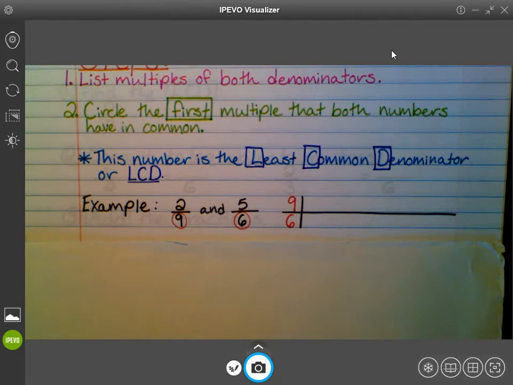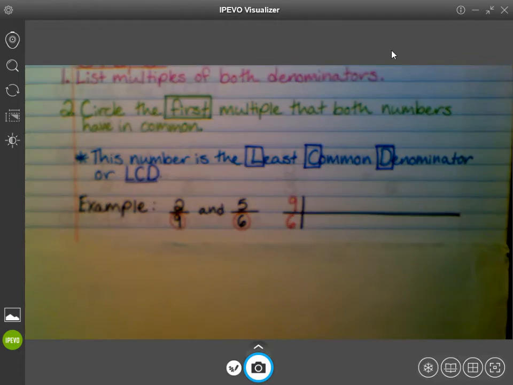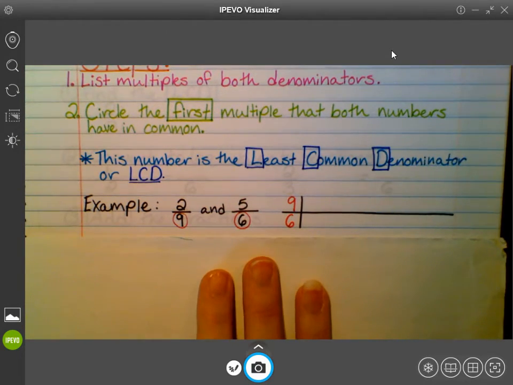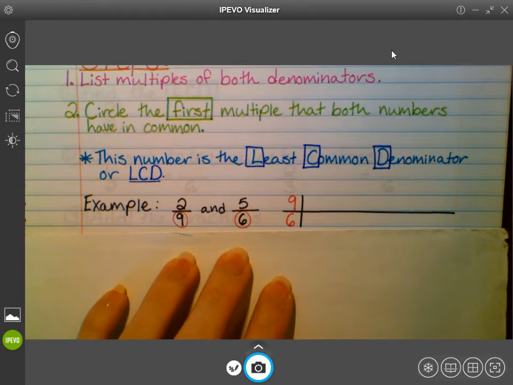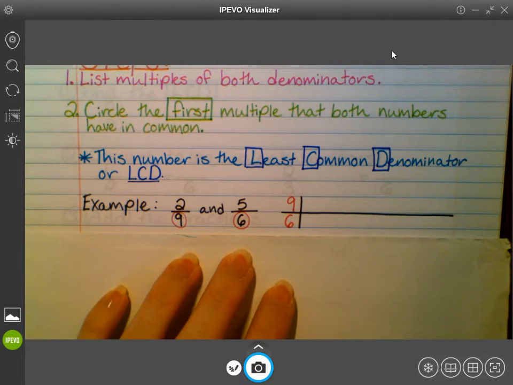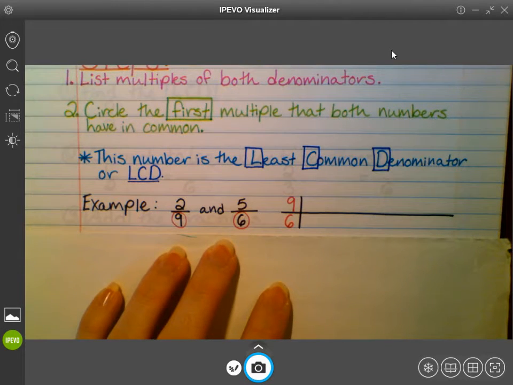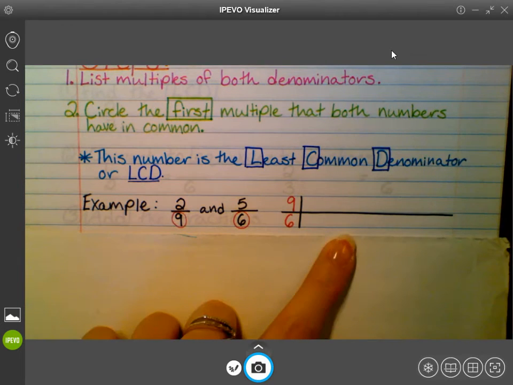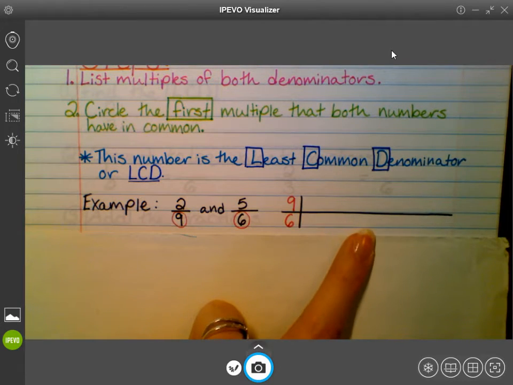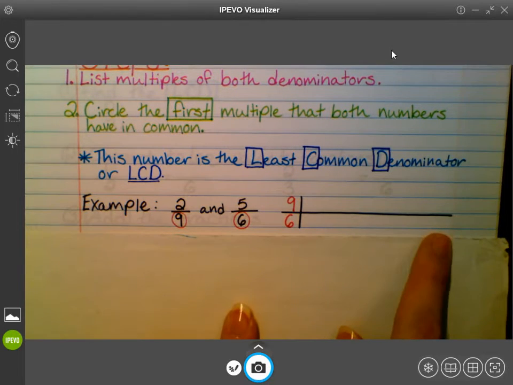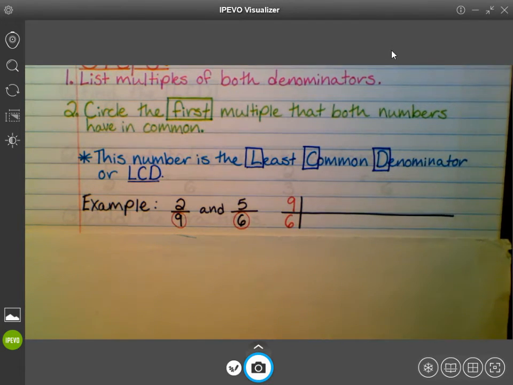A few people are finishing up getting that chart written down. Once you have these written down, I want you to follow step 1 and 2 for these 2 denominators. This is where you're listing your multiples for each. List as many multiples as it takes for you to get to the end of that line. So go ahead, complete steps 1 and 2. List multiples of both denominators, then circle the first or smallest multiple that both numbers have in common. Give me a thumbs up when you've completed those 2 steps.